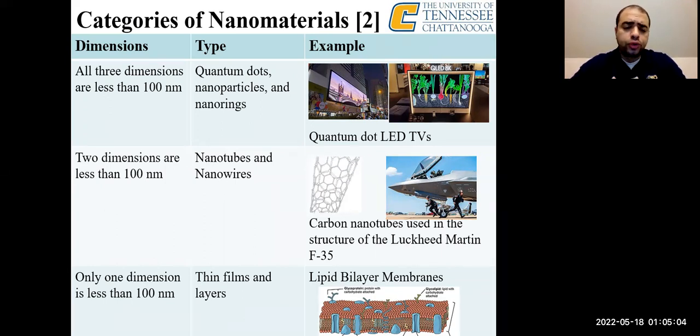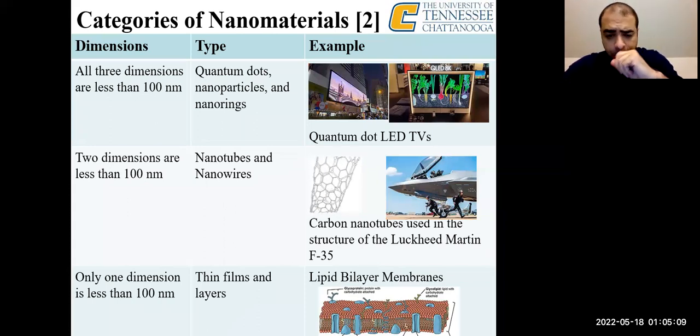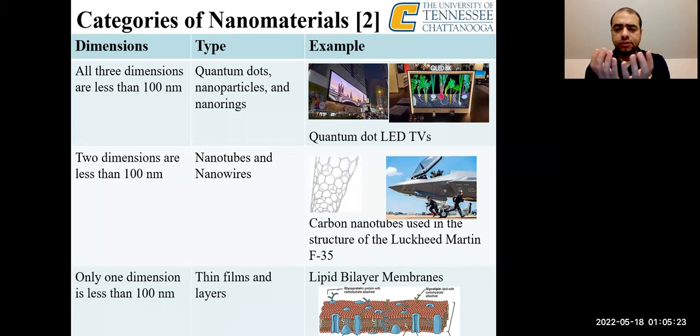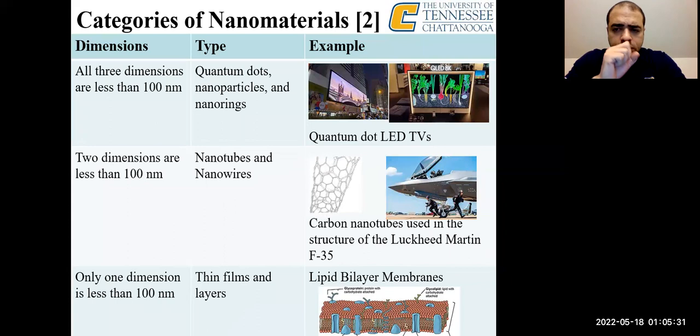In the third category, only 1 dimension is in the nanoscale, and 2 dimensions are not. A good example of this is the lipid bilayer membrane. For instance, the membrane that encapsulates the cell, the human cell, is called the lipid bilayer membrane. In the membrane, only 1 dimension is in the nanoscale.